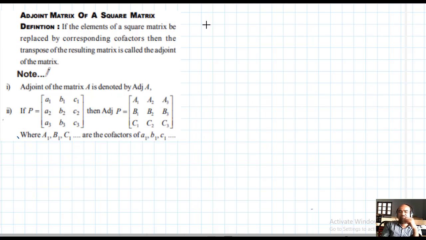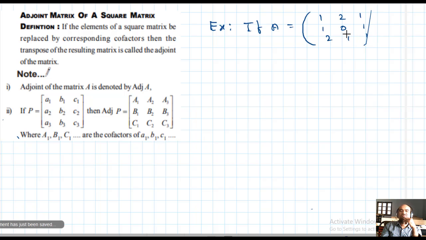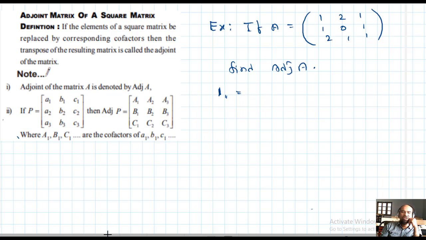So, one example problem. If A equals the matrix with rows 1, 2, 1; 1, 0, 1; 2, 1, 1, find adjoint A. First of all, you want to find the cofactor matrix. The cofactor of each element should be found. I will take the first element, 1, in the first column. How can you write its cofactor?